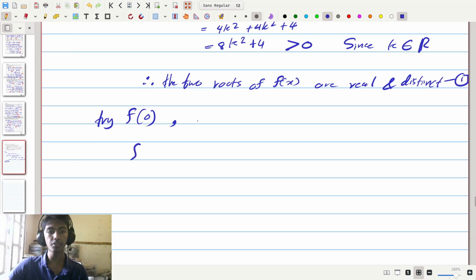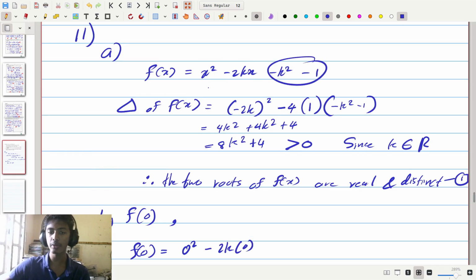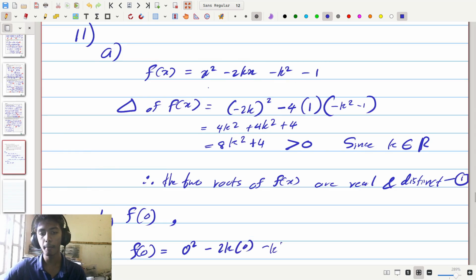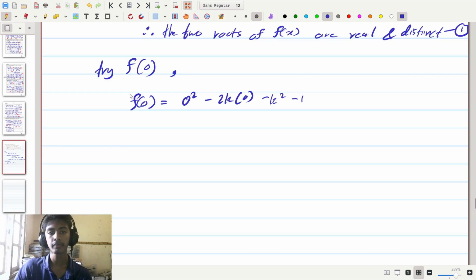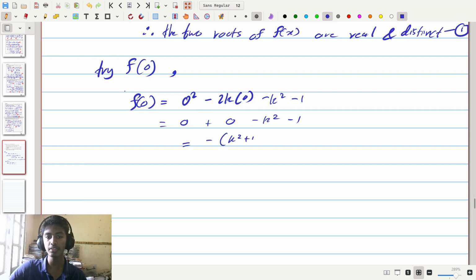So f of 0 will be equal to, if we substitute 0 into here, x squared is going to be 0 squared, so we have plus 0 squared, minus 2kx is going to be minus 2k times 0, and then minus k squared minus 1 is going to remain minus k squared minus 1. So now if you simplify this down, the 0 squared is going to be 0, this part is going to be 0, so we have equals 0 plus 0 minus k squared minus 1, which is equal to minus, I'm going to write it as minus k squared plus 1.